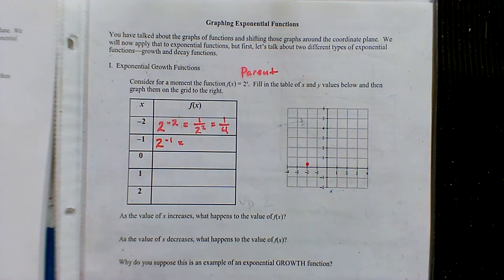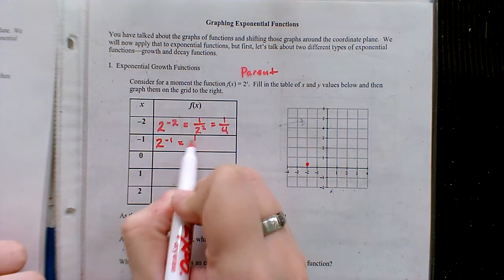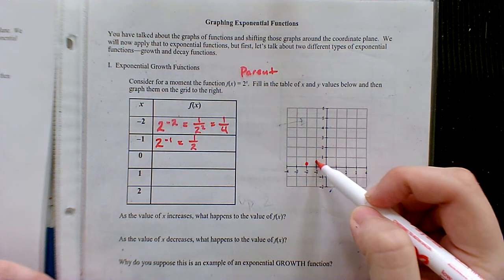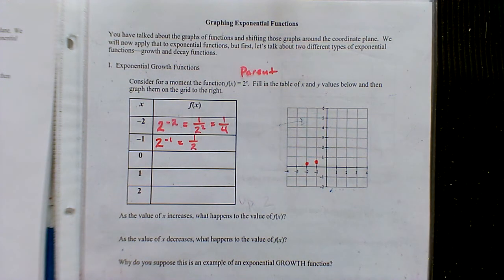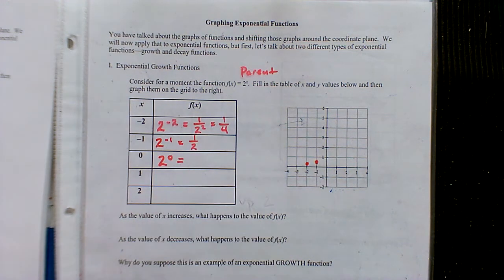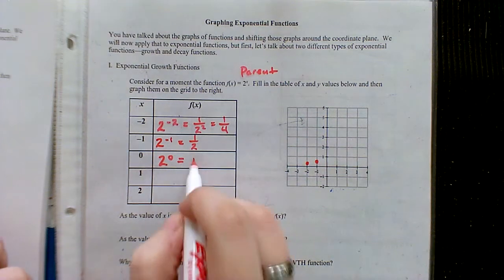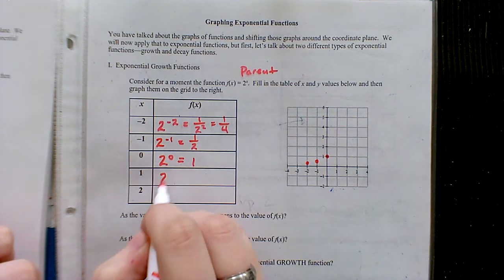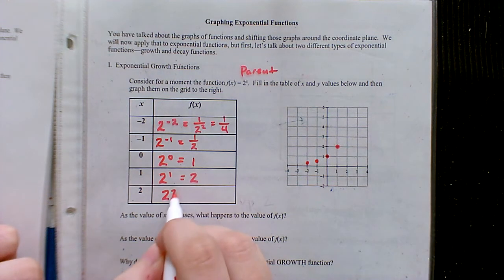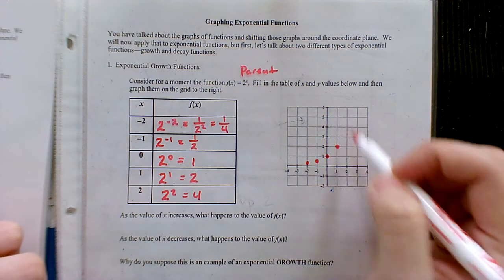All right, let's try the next one. Kind of going to work the same way. We have a negative power, so we can move it to the bottom. 2 to the first is just 2, though, so we're left with 1/2. So we'll go ahead and plot that ordered pair. What about 2 to the 0 power? Yeah, 1, good. And then the rest kind of get a little bit easier. 2 to the first is just 2, and then 2 squared, we have 4.